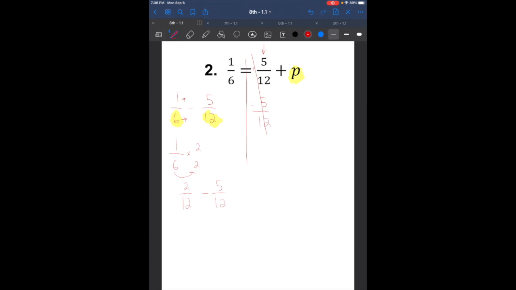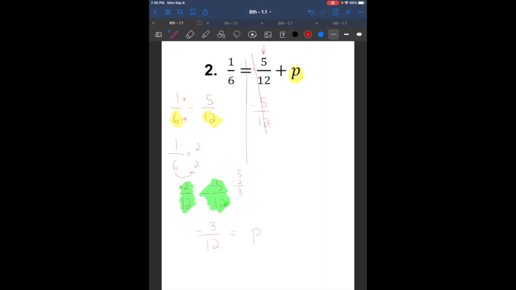Well, let's also remind ourselves, what are the rules for subtraction? If it's the same sign, add. If it's different signs, subtract. So we know they are different signs because that is a positive 2 and that is a negative 5. So we do need to subtract. So 5 minus 2 is 3. So what that gives us is negative 3/12 is equal to the letter P.